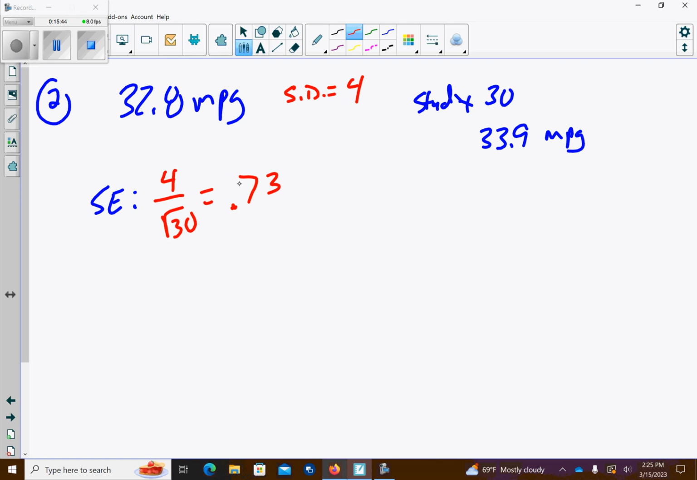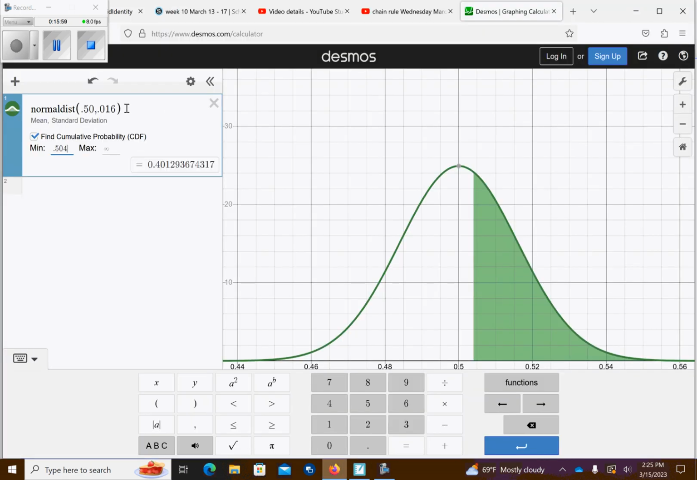Oh, they did give you the standard deviation. I was looking at an old sheet of it. I'm sorry. Let's go ahead and work that out. So if we got our standard error of 0.73, so now we can go to Desmos and see what Desmos is going to tell us.